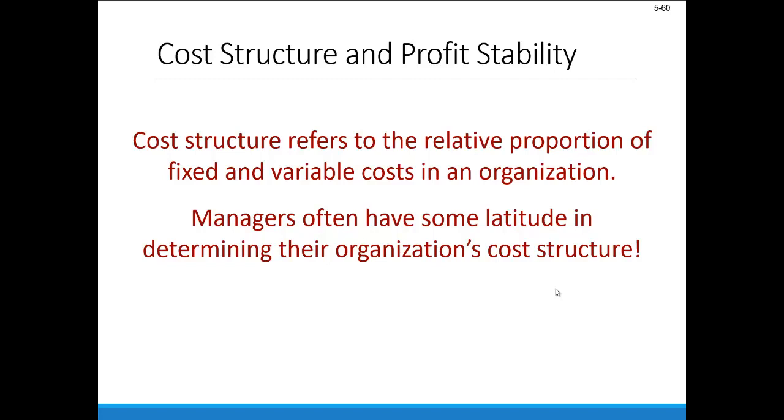And managers do often have some latitude in determining that cost structure. Some examples might be investing in automation, right? Heavy fixed costs for automation, all the equipment and facilities that would go along with that, but we certainly siphon off variable costs by doing that.